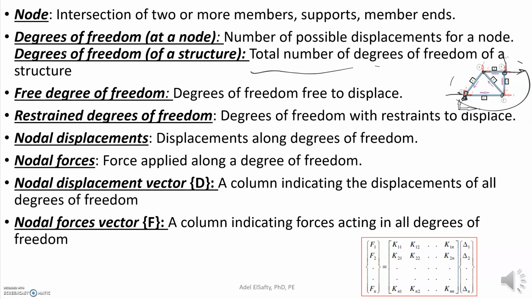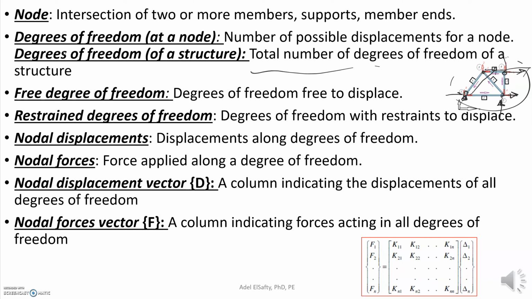The nodal displacement is basically how much displacement this node will have. Let's say that you start with this and then it moves somewhere else, then there is a horizontal and vertical movement or displacement for that node. The nodal force is the force that's applied along the degree of freedom. So if you have the truss like that and you have a force here along the horizontal degree of freedom, do you have force or not? Here you don't have anything, so the force along the vertical degree of freedom is 0.